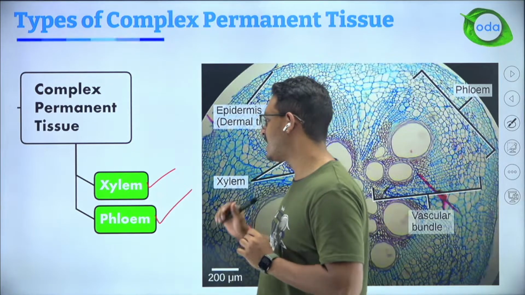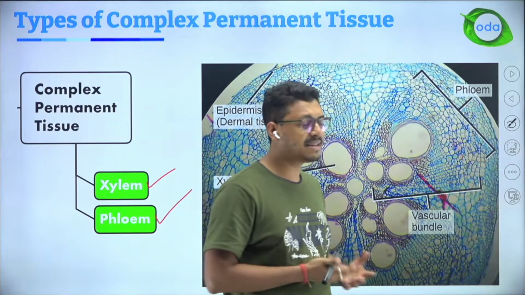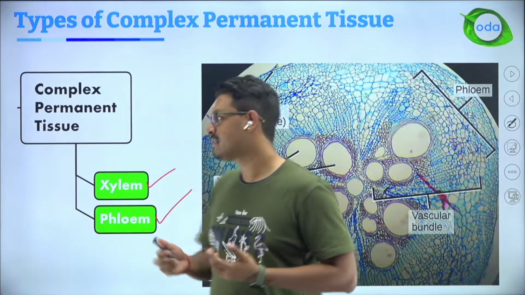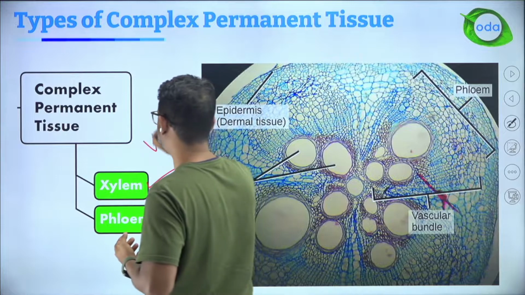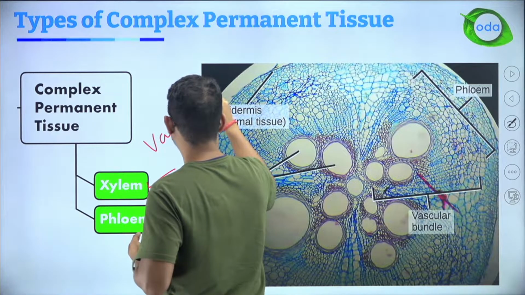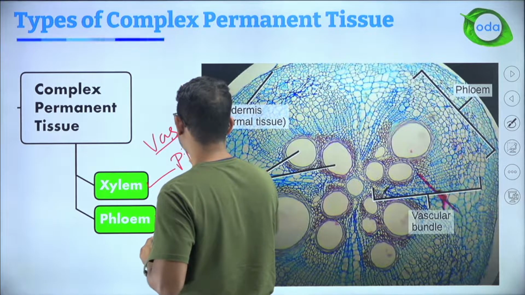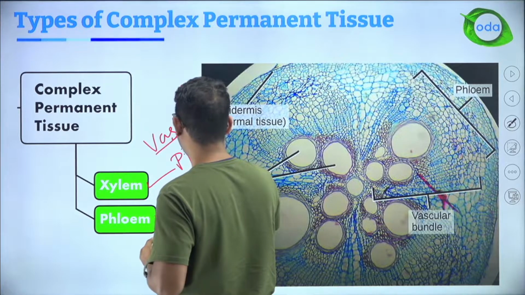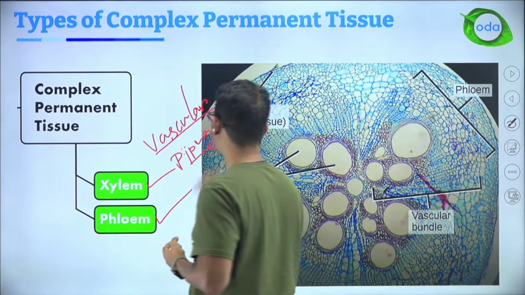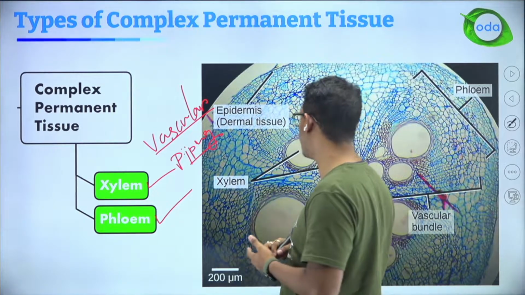So when it comes to xylem and phloem, these two are the complex tissues that make up the vascular system of the plant. Okay, vascular system, or you can just say the piping system or plumbing system of the plant. They both allow things to be transported from one place to another.